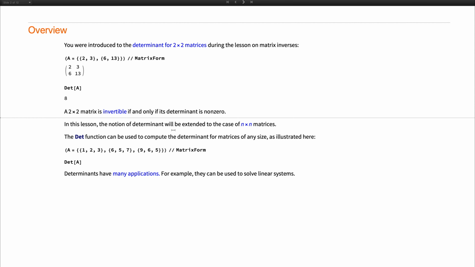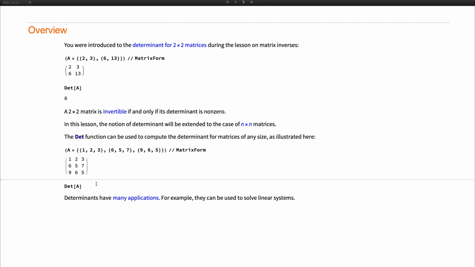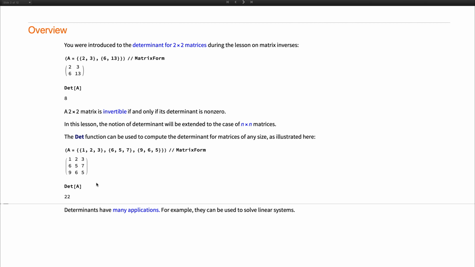In this lesson, we'll talk about the determinant in the case of n by n matrices, where n could be some large number. As we just saw, the det function can be used to compute the determinant for matrices of any size, not just 2 by 2. For example, here is a 3 by 3 matrix, and you can work out its determinant. The answer is 22. These determinants have many applications. For example, they can be used to solve linear systems, and hence they are quite important in linear algebra.